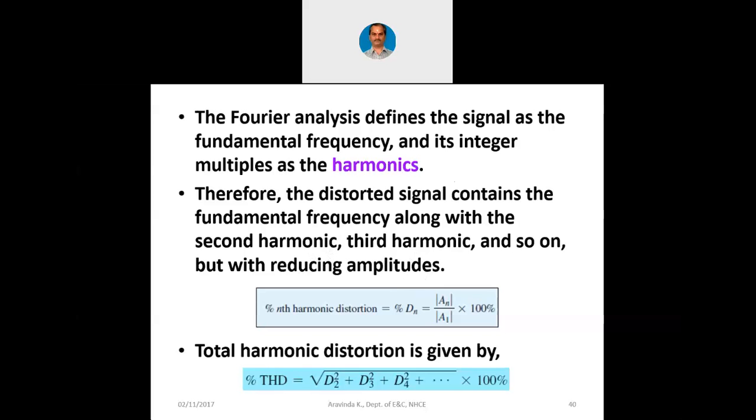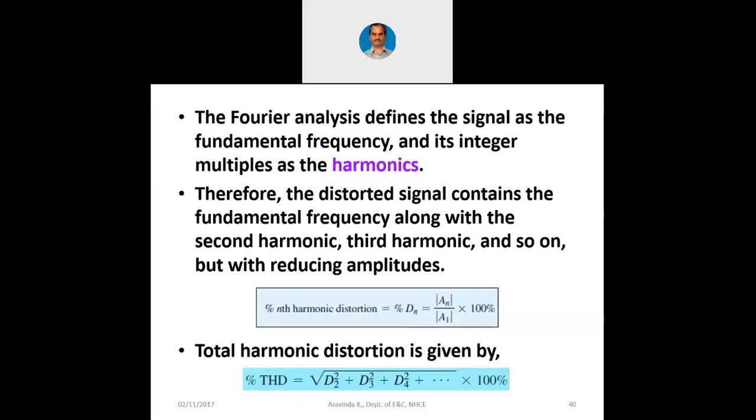Obviously, if the amplitudes do not reduce, then the fundamental frequency will not be having any effect on the signal as such. So, the percent of the nth harmonic distortion is given as the mod value of An divided by mod value of A1. A1 is the amplitude of the fundamental frequency and An is the nth harmonic. So, the total harmonic distortion or THD is given as square root of D2 square plus D3 square plus D4 square, that way it goes on, into 100%. Obviously, D1 is not there here because D1 is the fundamental frequency.